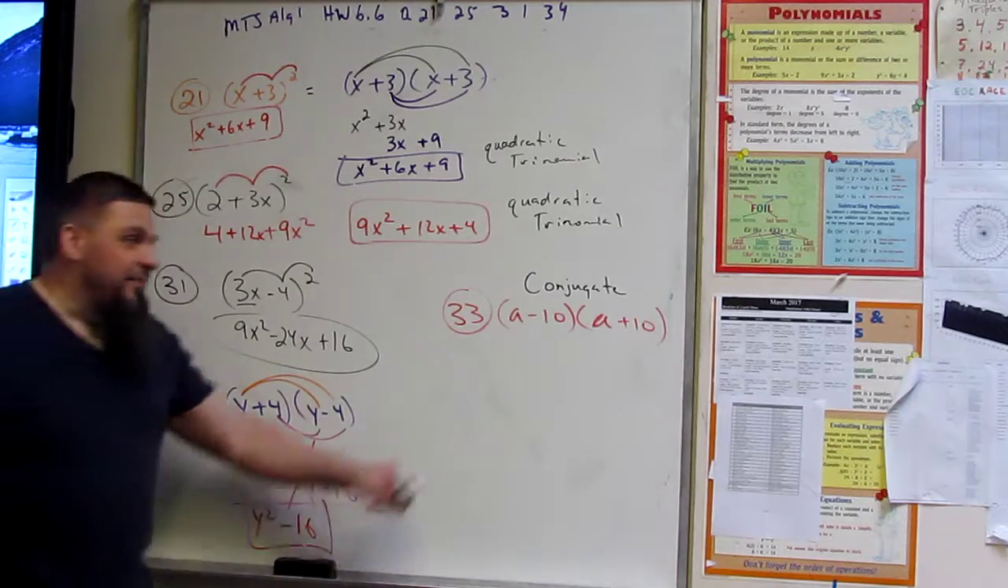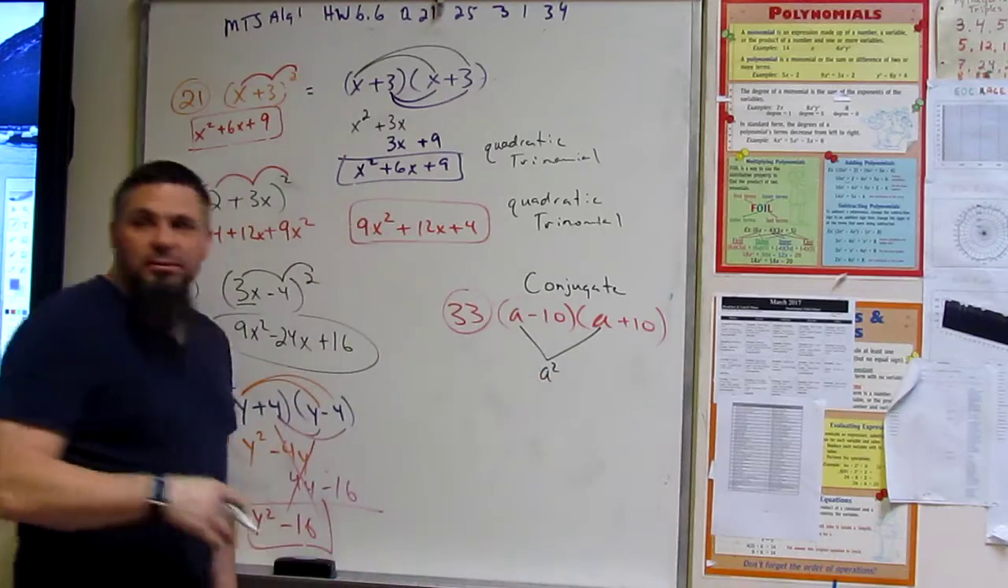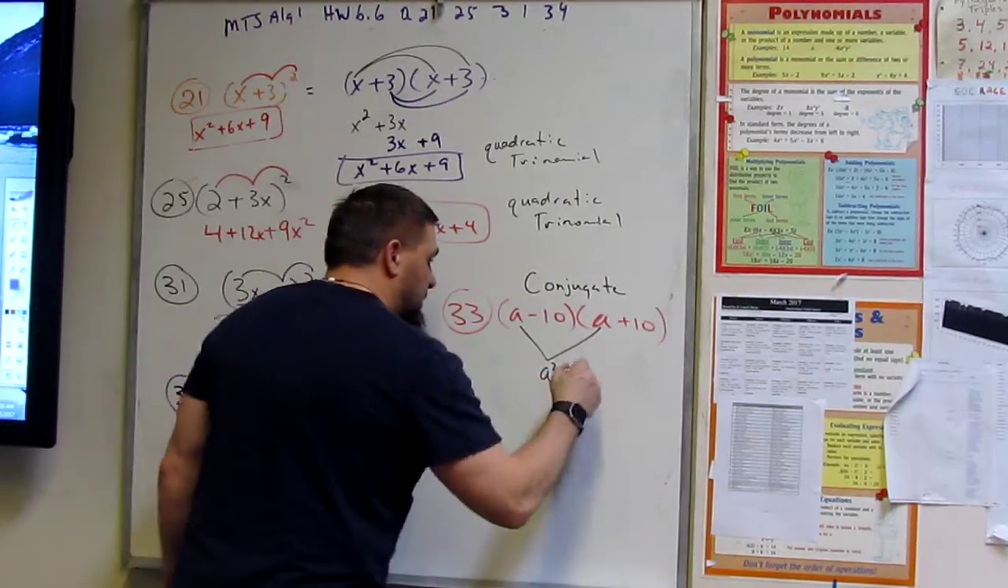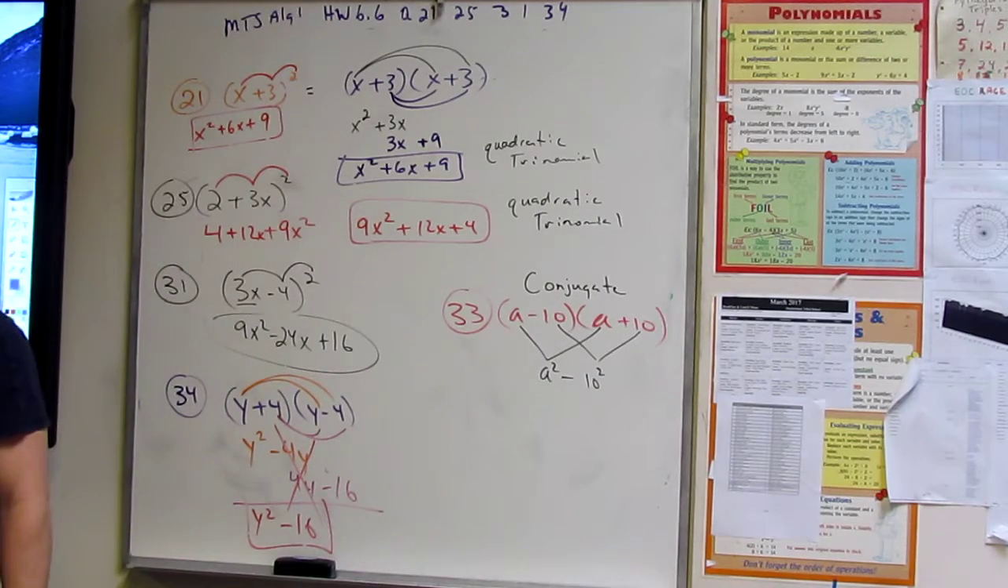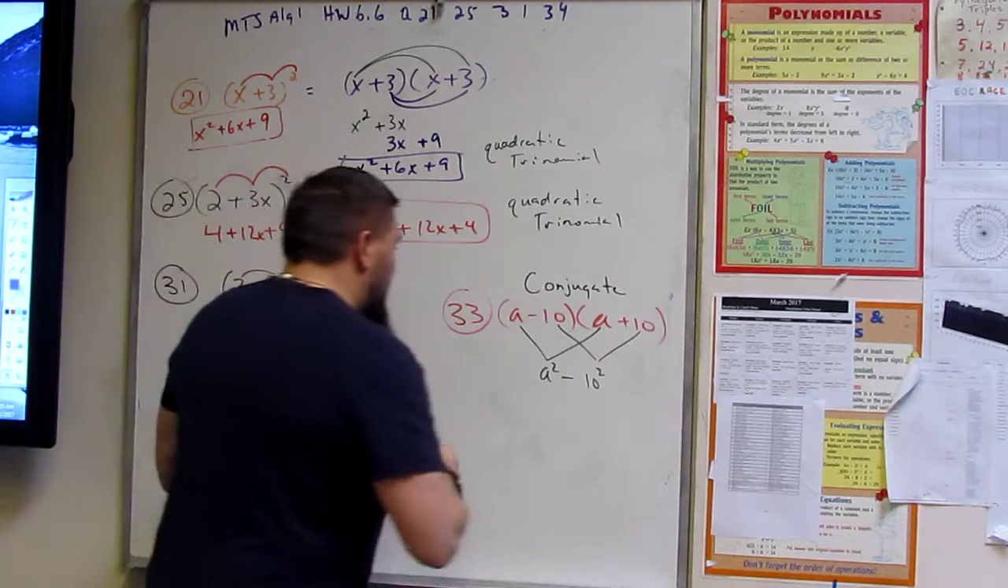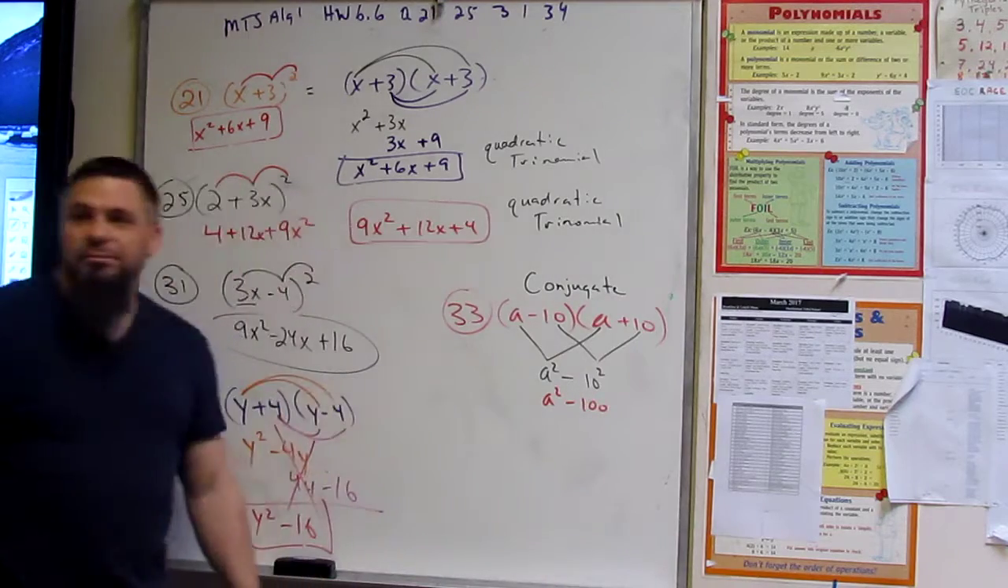So what you're going to have here is a squared minus 10 squared. What is 10 squared? 100. So this is going to be a squared minus 100. It's that simple.